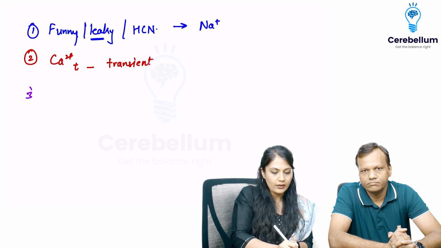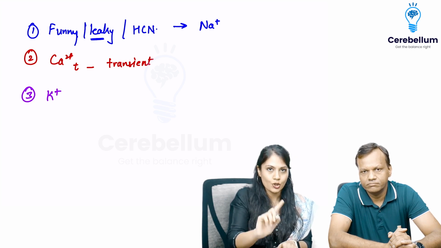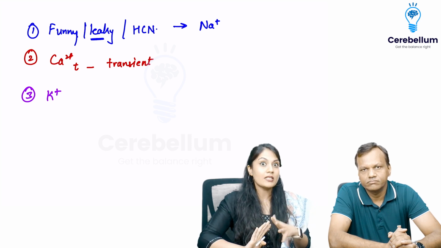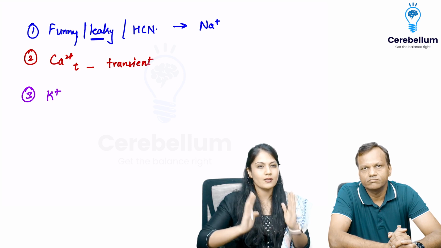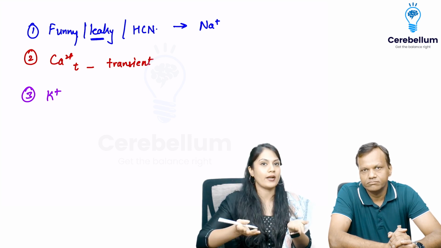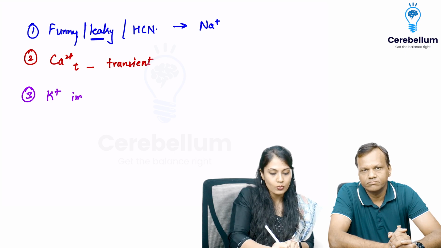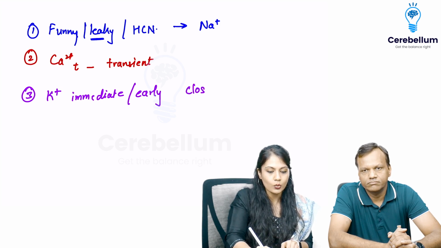And the third one is P. P for potassium over here. Usually the potassium channels, I usually tell you that K means kachua, like a tortoise. It is a very, very slow closing channel. But in this modification over here, this potassium will close immediately. So that means immediate, or in books, it is written as early closure.